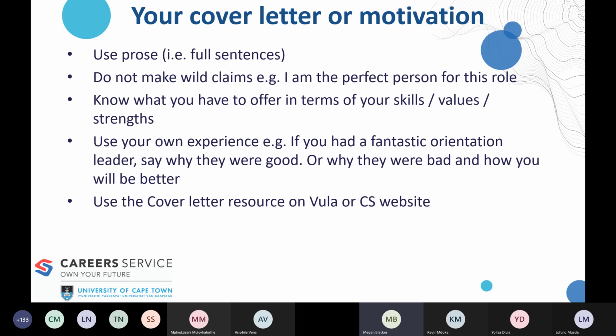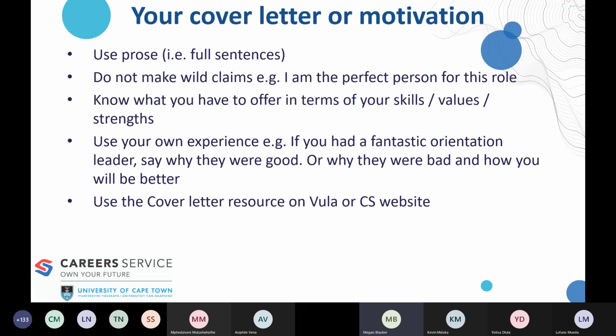If your experience was a negative one, what can you do differently? And so that will help you to craft your letter of motivation. And again, I'm going to direct you to our resource. Either you can see it on Vula or you can go to our website to check out that resource on writing a cover letter.